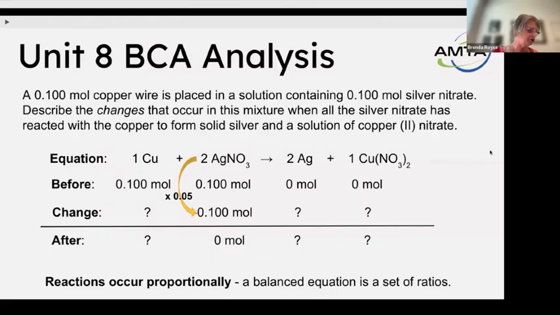In this example, students are given the amount of each reactant before the reaction, as well as the amount of one reactant that will be used up. Notice that in a BCA table, the equation line and the change line both represent the reaction, so they must have a common multiplier between them. The silver nitrate data provides us with the multiplier of 0.05. 2 moles of silver nitrate must be multiplied by 0.05 to get 0.10 moles.